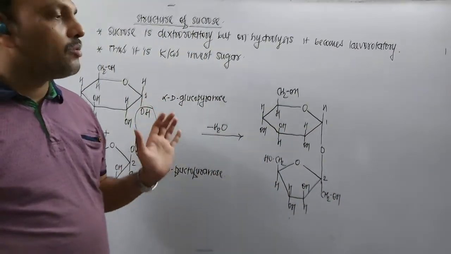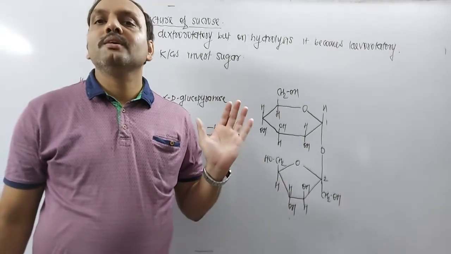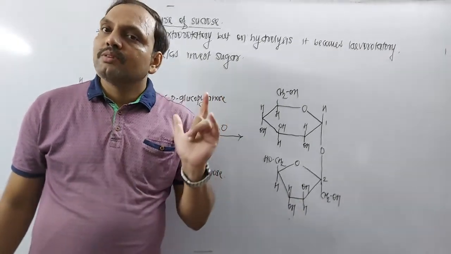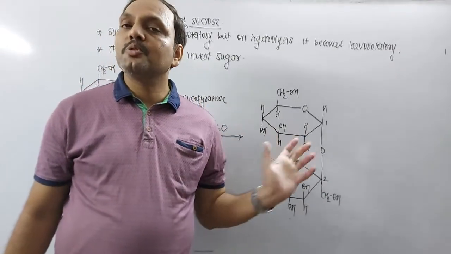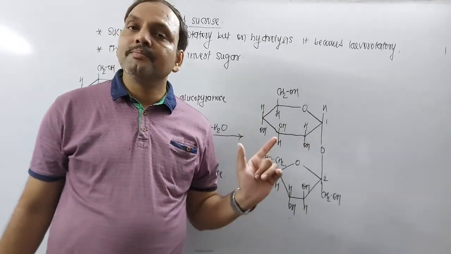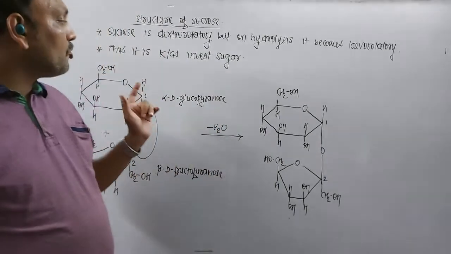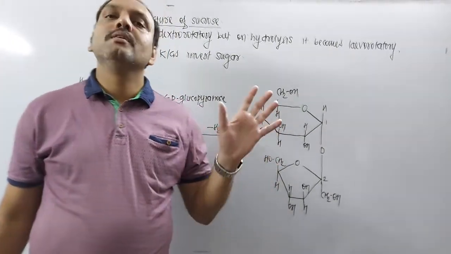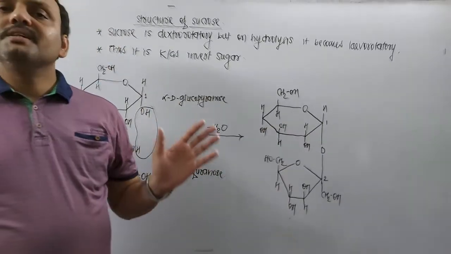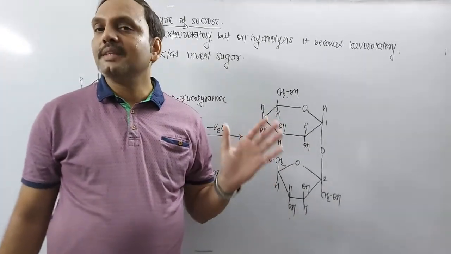So it was all about the structure of sucrose. So the glycosidic linkage is present in case of sucrose between carbon number 1 of alpha D glucopyranose and carbon number 2 of beta D fructofuranose. So it was all about the cyclic structure of sucrose.